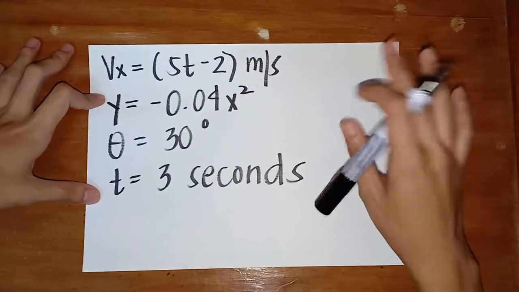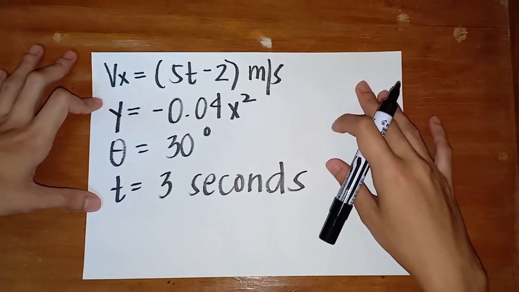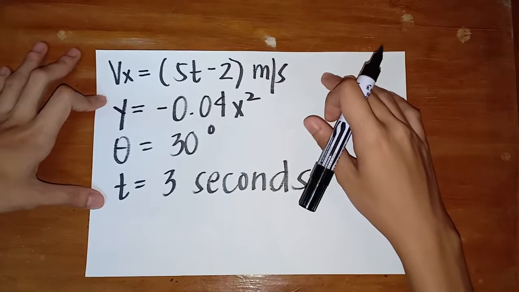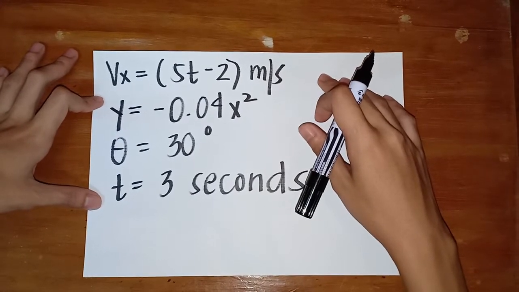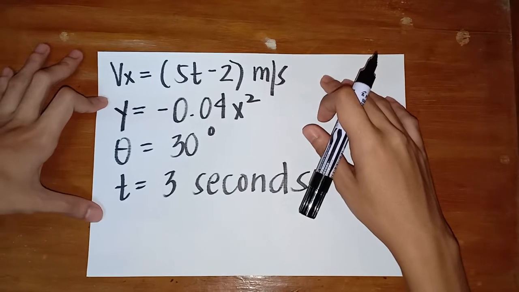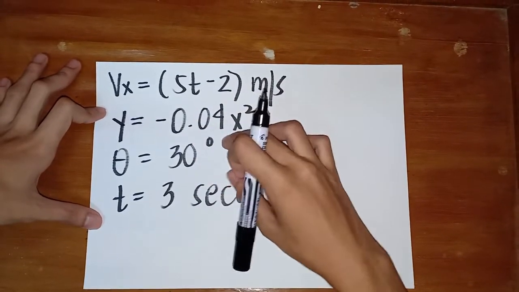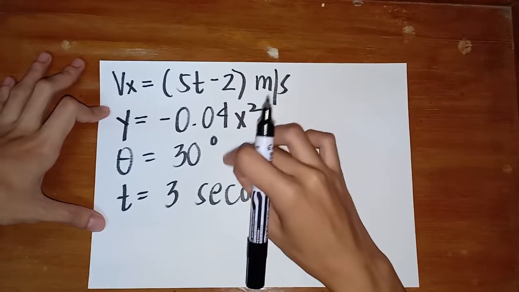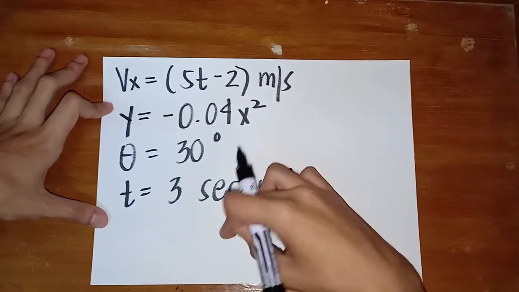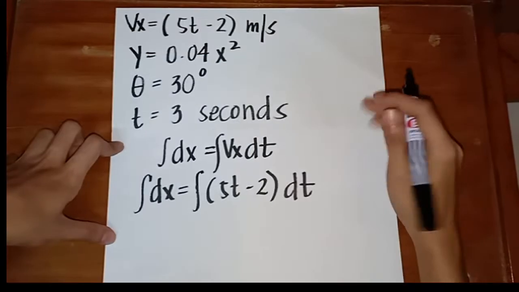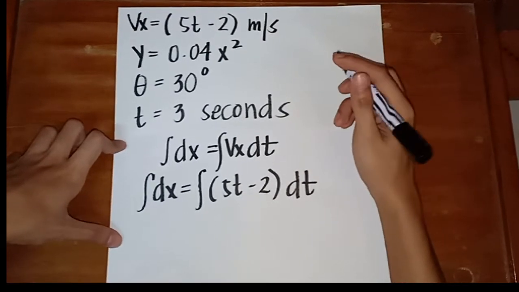So, sa pangalawa nating problem, meron tayong 4 na given. Yung x component ng velocity which is defined by the equation 5t minus 2 meter per second. Yung parabola ng path which is negative 0.04x squared. Meron tayong angle na 30 degrees at meron tayong time na 3 seconds.